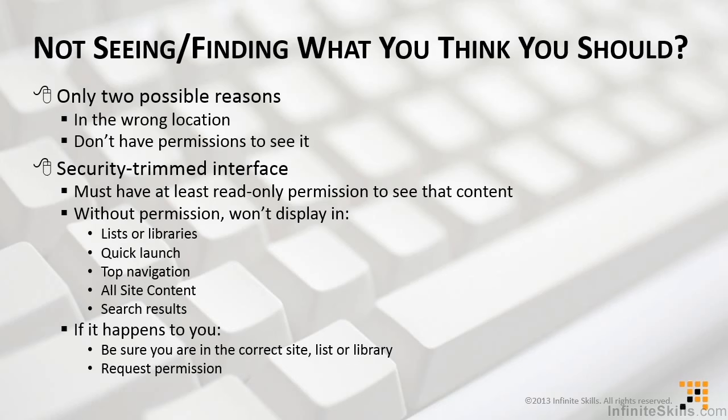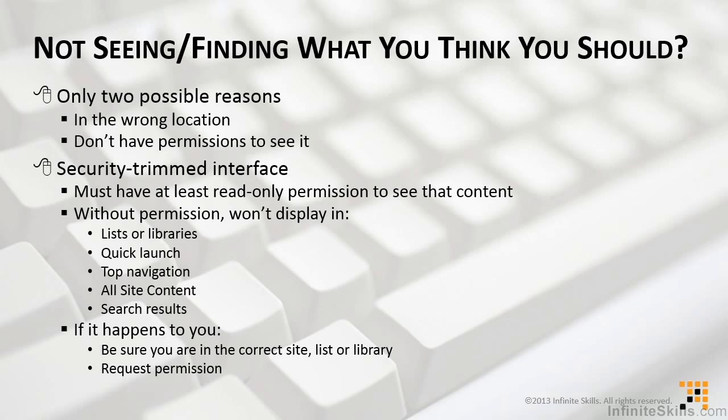We discussed SharePoint security in its own chapter, but for now, know the security trimmed interface means anything you don't have permissions to at least read will be hidden from your view. That means sites, workspaces, lists, libraries, and even individual items within a list or library. Now I know you think you're going to try to get around it, but these items are hidden in the list or library itself, the quick launch navigation, the top navigation, the all site content, and even the results if you try to search for the content. So trust me, you can't find it if you don't have access to it.